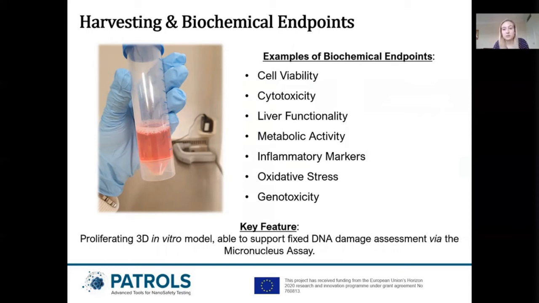So this 3D model is compatible with a number of biochemical endpoints as listed here, from cytotoxicity and liver functionality to inflammatory markers and genotoxicity. Each plate can yield about 5 mils of supernatant, and so for any of the assays based on supernatant, such as your liver function or inflammatory-based ELISA markers, one 96-well plate will be more than sufficient.